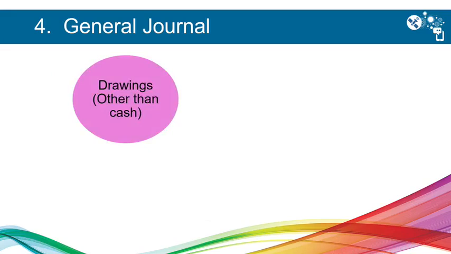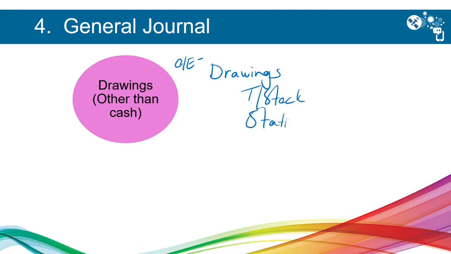If the owner takes something for his own use, we always debit drawings, because owner's equity decreases. And then we credit whatever he takes. If he takes cash, it's a CPJ entry, we credit bank. But if he takes trading stock, we credit trading stock. If he takes stationery, we credit stationery. Trading stock is an asset that decreased. Stationery is an expense that decreased, therefore owner's equity will increase.